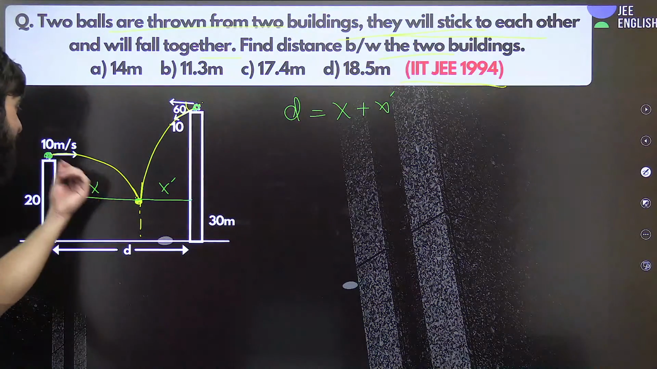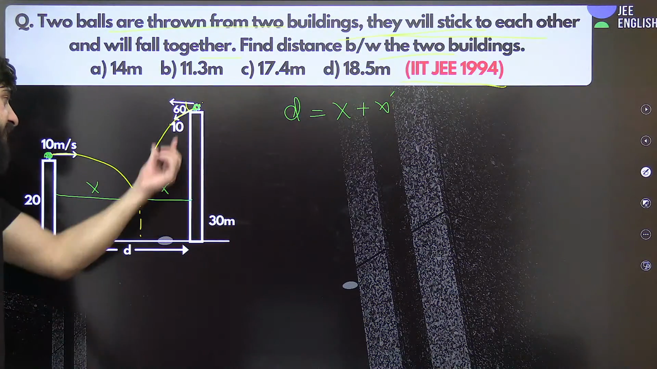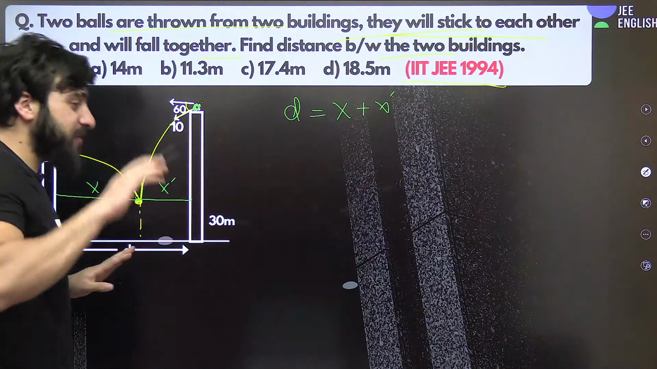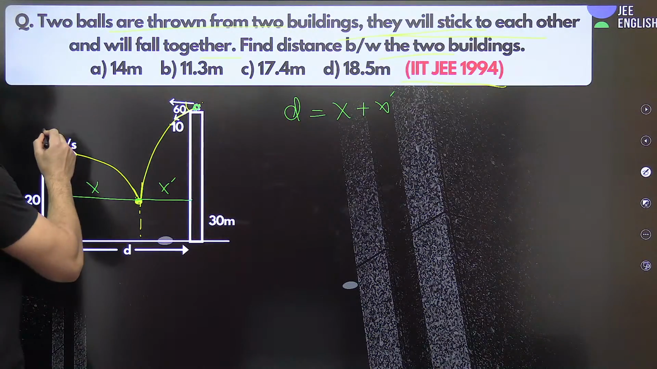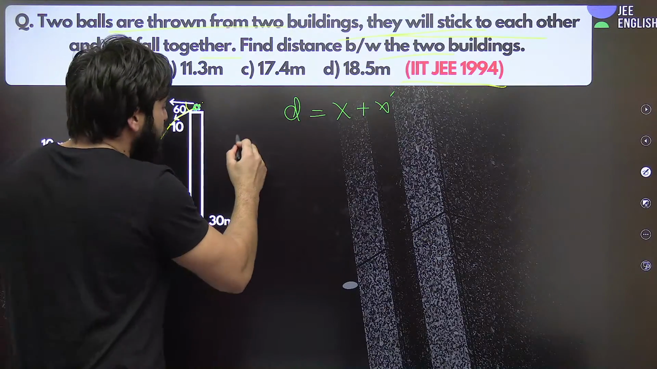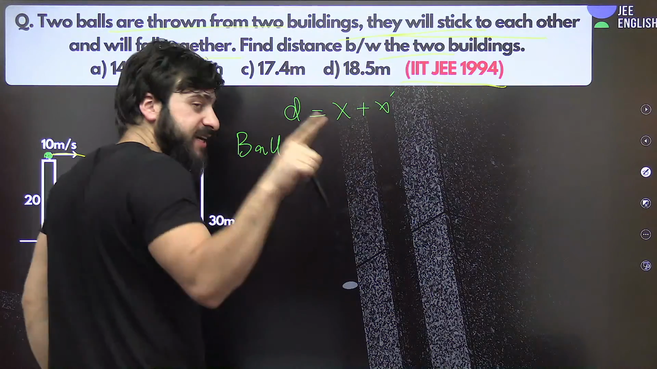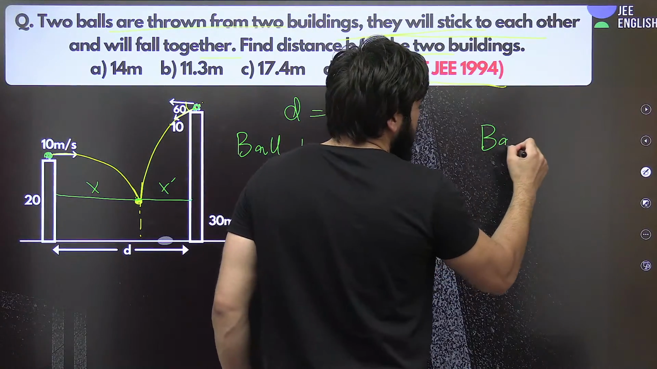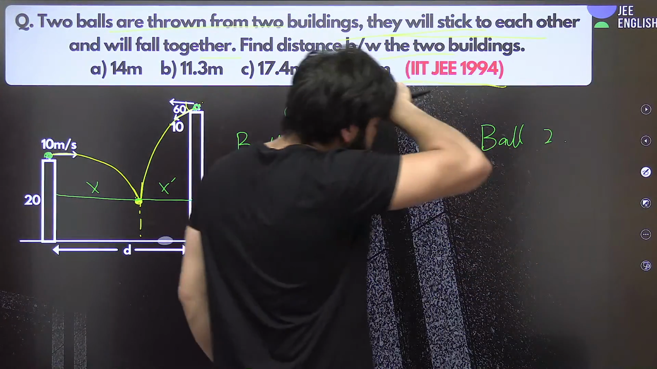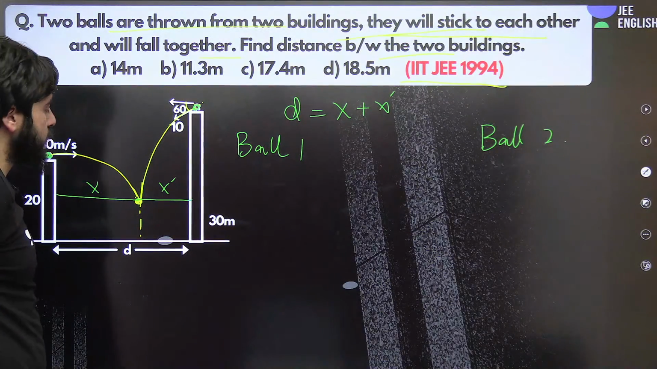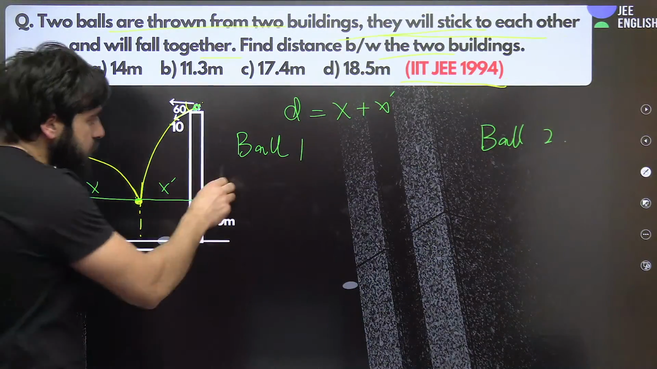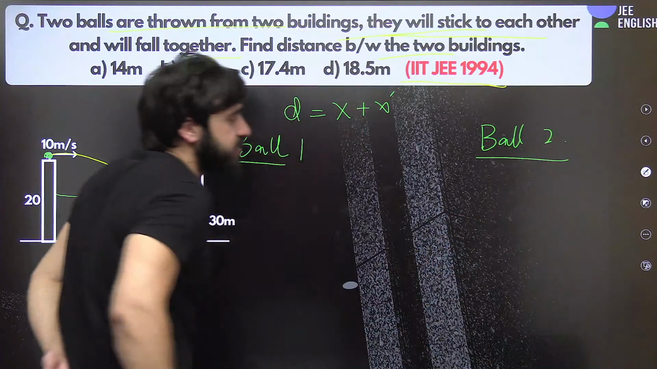Now we'll get the horizontal range of this ball. For that, you have to consider the horizontal motion of ball 1, and for ball 2, we need to consider its horizontal motion. Understand? So this is the scene over here.